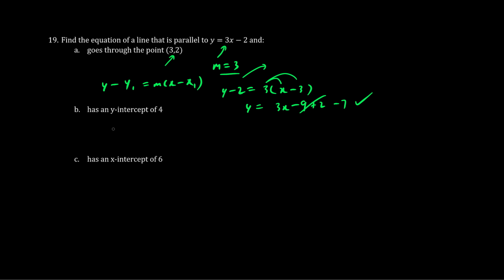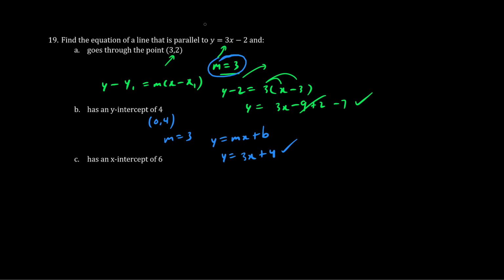Now we have a different question. The y-intercept is 4, which implies the point (0, 4). And we have the slope that is still the same. Previously we found the slope is 3. This question is connected to the previous. And so again, we can simply say y equals mx plus b. The slope is already given as 3, and the y-intercept is simply 4.